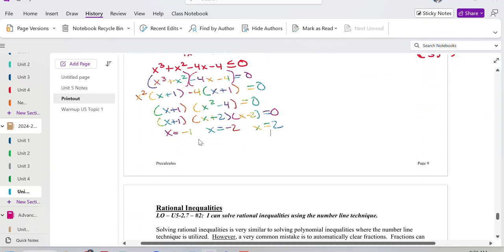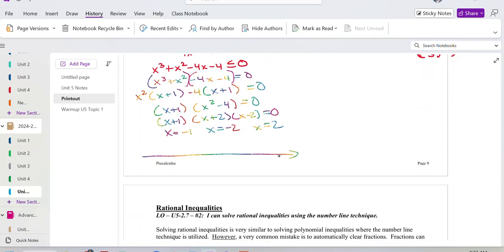So let's put those on the number line. So here's negative 2, here's negative 1, here's positive 2. So when we choose a number, remember negative infinity's here, positive infinity's there. So less than negative 2 is negative 3. Between negative 2 and negative 1 is negative 1.5. And between negative 1 and 2 is 0. And greater than 2 is 3.